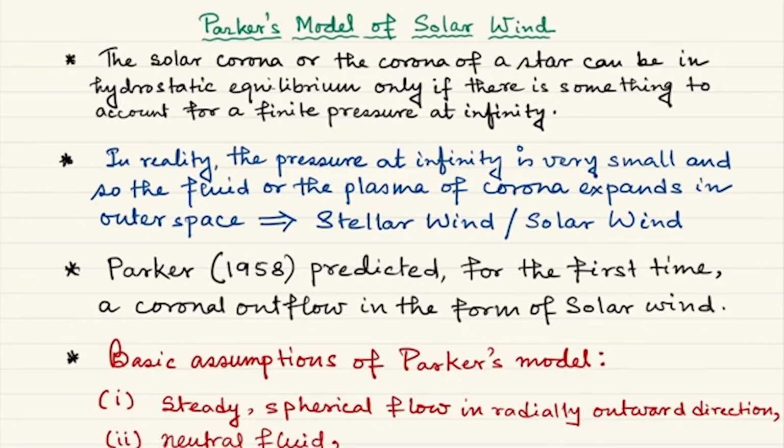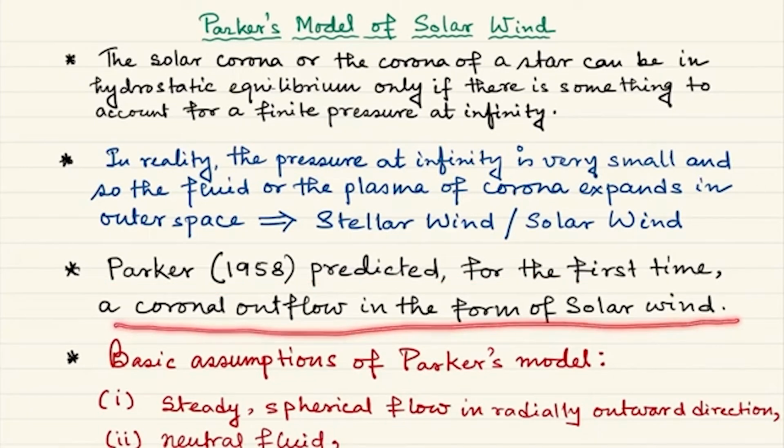Now, in general, the pressure at infinity is quite small, and actually it's very near to zero. Okay, and then the fluid or the plasma of the corona expands in outer space, and this is known as the stellar wind or solar wind, as I just said. So in the year 1958, Parker predicted for the first time this coronal outflow in the form of solar wind.